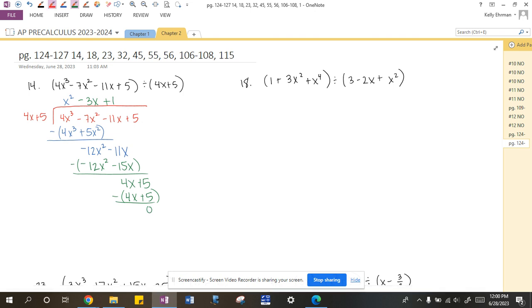So again, the directions were just divide. So our answer, the quotient to the division problem, is what we have on the top. X squared minus 3x plus 1.